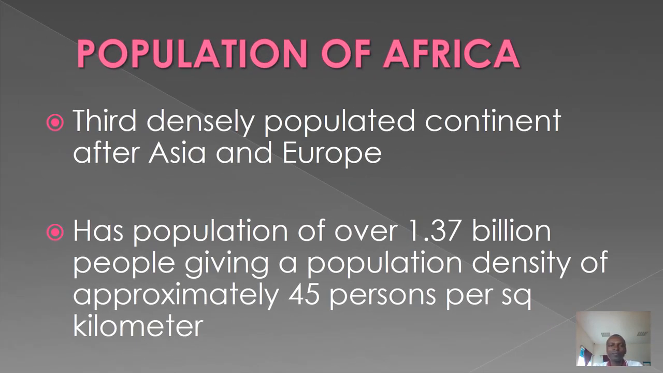Population of Africa. Africa is said to be the third densely populated continent after Asia and Europe. It is said to have a population of over 1.37 billion people, giving a population density of approximately 45 persons per square kilometer. I hope you know how to calculate population density. It is the number of people divided by area.